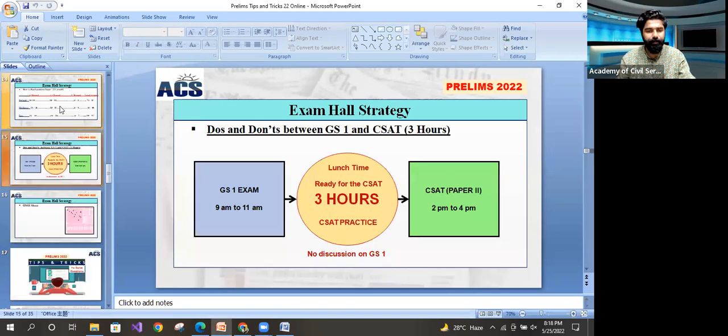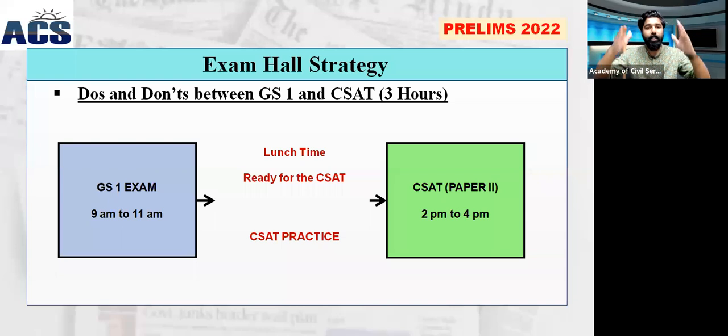And one more thing, I'm going to discuss the remaining do's and don'ts between the GS1 and CSAT paper. Normally, the GS paper will happen from 9 a.m. to 11 a.m. in the morning. All of us will be in the examination hall by 8:45, and by 8:55 we'll start signing, etc. By 9, they will give you the question paper and we'll start the test. It will end by 11 a.m.